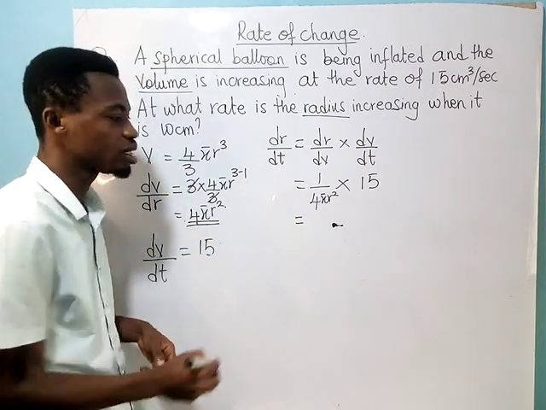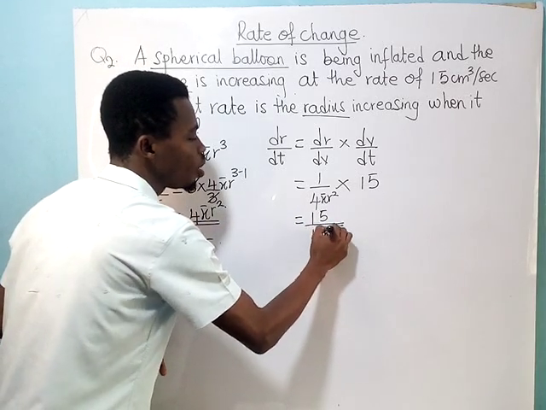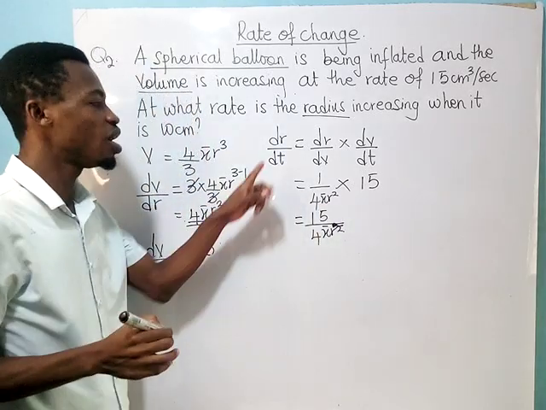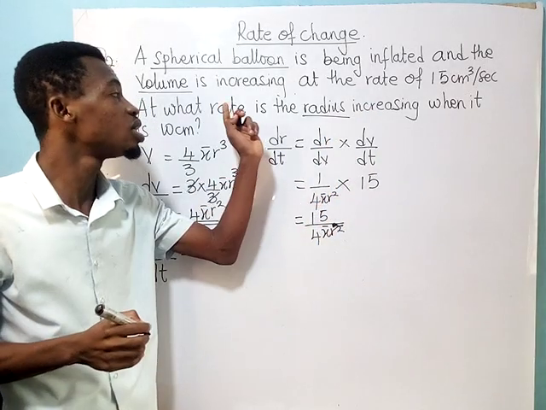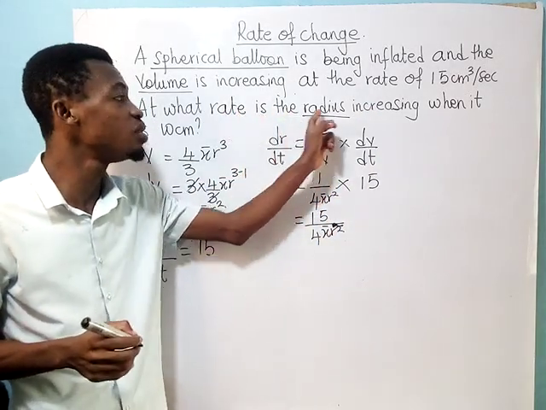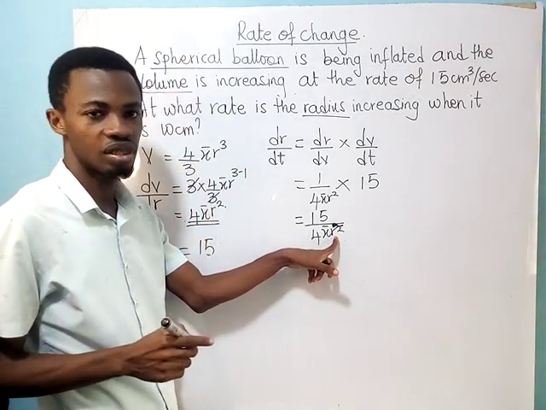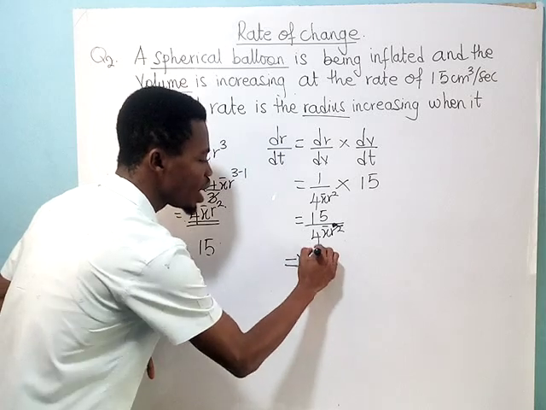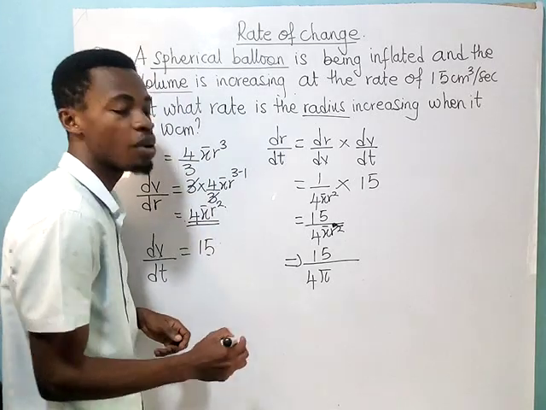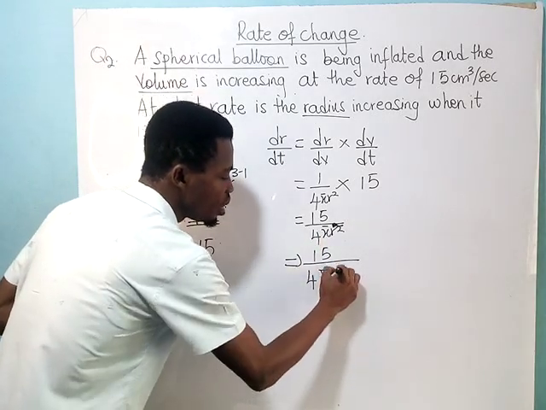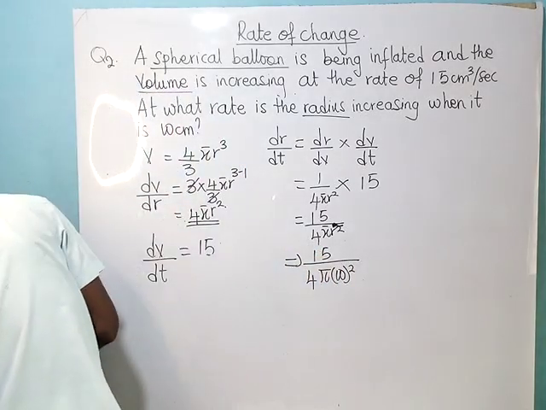Now let's move on. When we multiply this, we are going to obtain 15 on 4 pi r squared. So our dr/dt is 15 on 4 pi r squared. But now we're told that we should find the rate. At what rate is the radius increasing when it is 10 centimeters? So now the radius is given. So when we continue, we have 15 over 4 multiplying pi, then our radius, which is 10 here, to the power 2. Let's use a calculator.